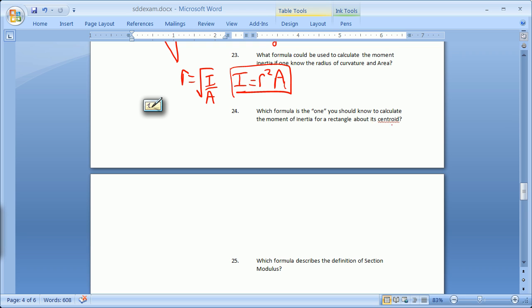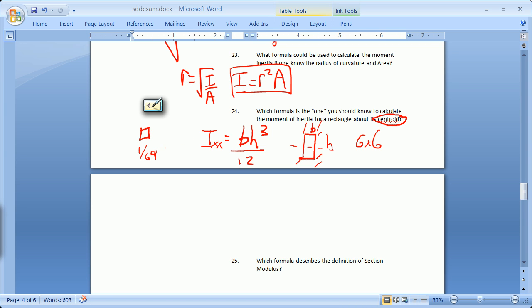What formula is the one you should know to calculate the moment of inertia for a rectangle about its centroid? Be careful, not about its edge, but its centroid. I about the xx axis of the centroid is equal to bh cubed over 12. In other words, if you have a rectangle here and you want to rotate it about its centroid there, you take the height and the base and you cube the height and multiply by the base. We've done that a lot with a 6 by 6. You really should have done it at some point with a 1/8 by 1/8, which would be 1/64 for an area. And you'd think even less when it came to a moment of inertia.